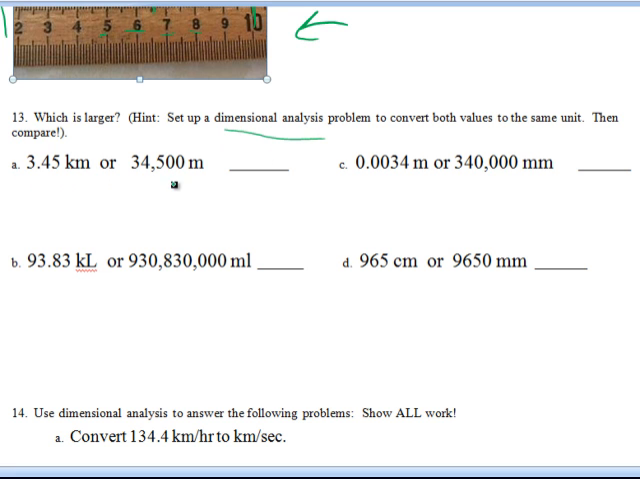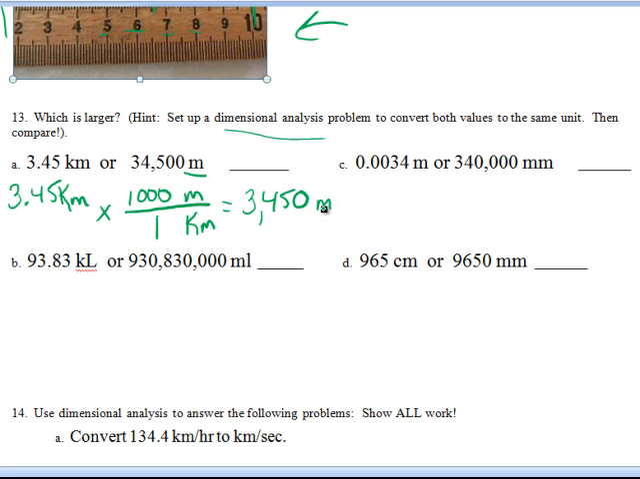Now, I gave you a hint. I said set up a dimensional analysis problem to convert both to the same units. I don't care which unit you pick. Eeny, meeny, miny, moe, pick your favorite unit. I'll stick with the base unit. I'll stick with meters. I'm going to convert 3.45 kilometers to meters. So I'm going to put that there, kilometers on the bottom, meters on top. I know that there's 1,000 meters in 1 kilometer. So this times 1,000 divided by 1 equals 3,450. So that many meters in this original sample here. And then you can compare, because now we have meters and meters, and it's a fair comparison. So which is larger? This one.